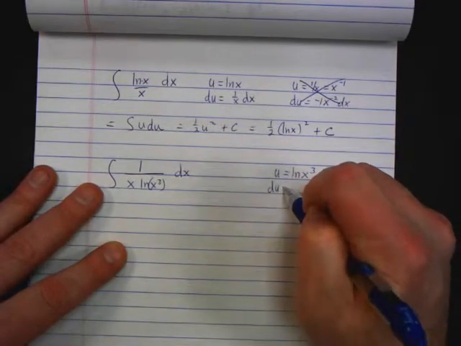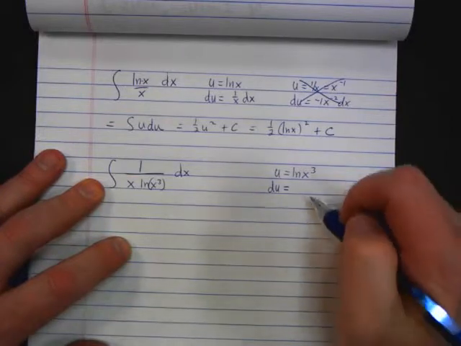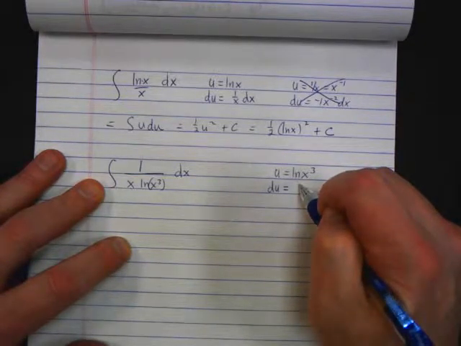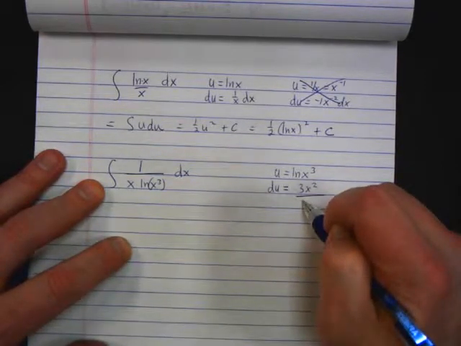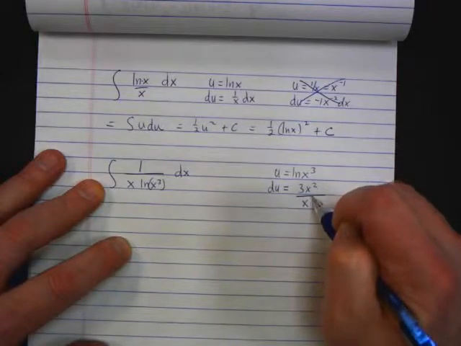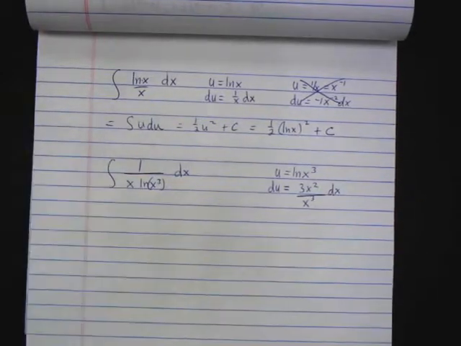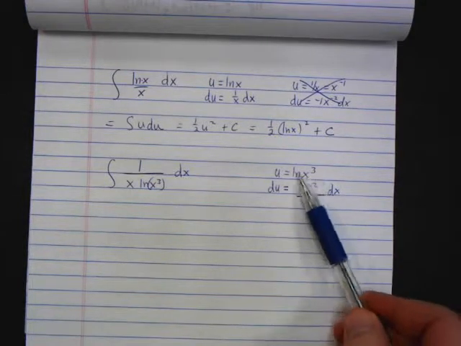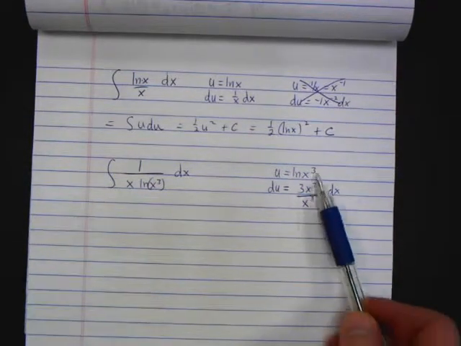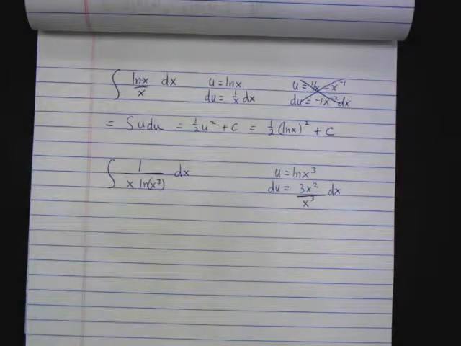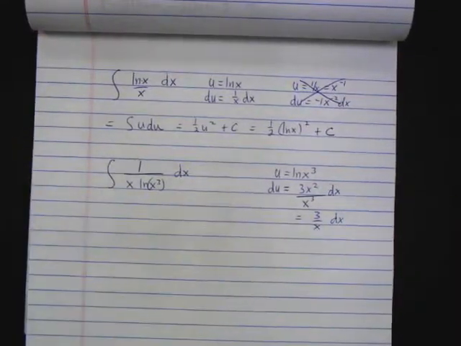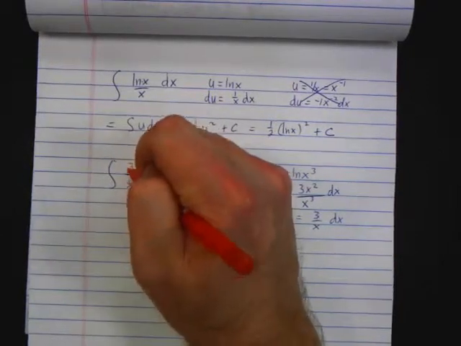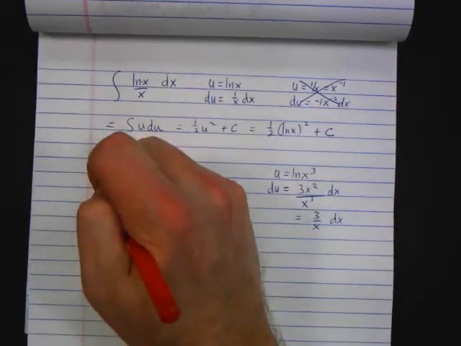du would be, what's the derivative of ln of x cubed? It would be 3x squared over x cubed, because the x cubed goes to the bottom, and then you multiply by the derivative of x cubed, which is 3x squared. So it would be 3 over x dx. So I need to sneak a 3 in right here to have a 3 over x, which means I balance it with a 1/3.